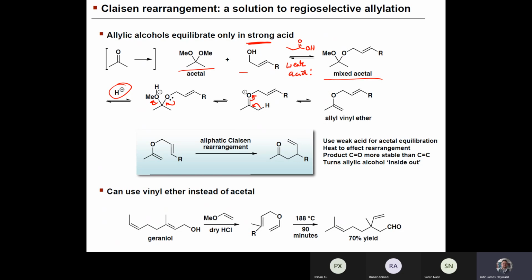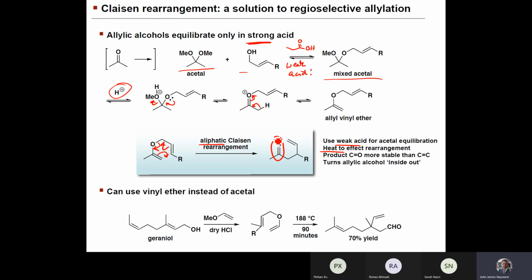Then, rather than the aromatic Claisen rearrangement that we did before, we do our Claisen rearrangement again. Okay, and this is now an aliphatic Claisen rearrangement. So, weak acid for acetal equilibration, and then heat for the rearrangement.